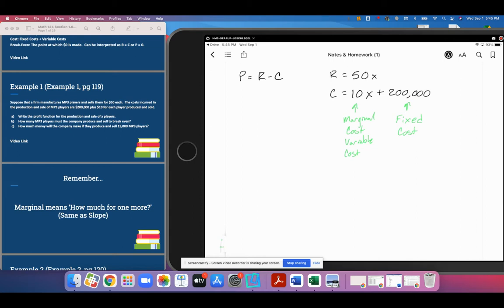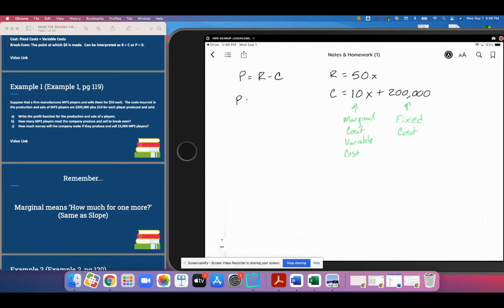So again, the number that's attached to the variable or the slope, we are going to refer to as a marginal cost, revenue, or profit. And a number hanging out there on the end, like the 200,000, is going to be what we refer to as a fixed cost. So as we get going with our profit function, let's go ahead and do that.